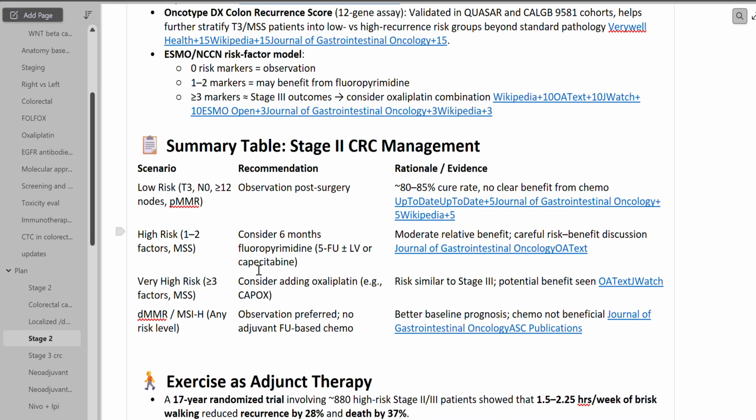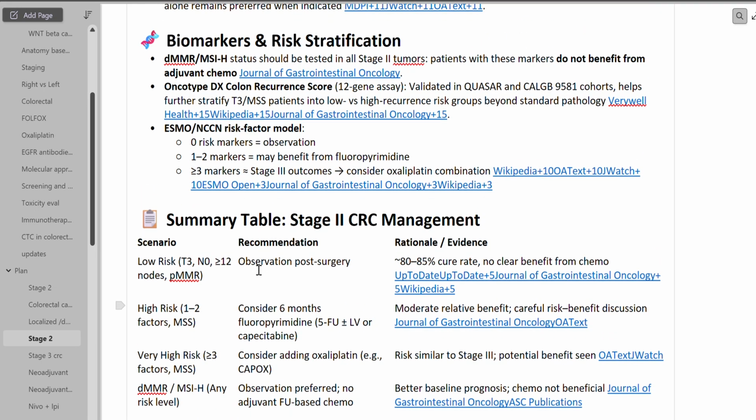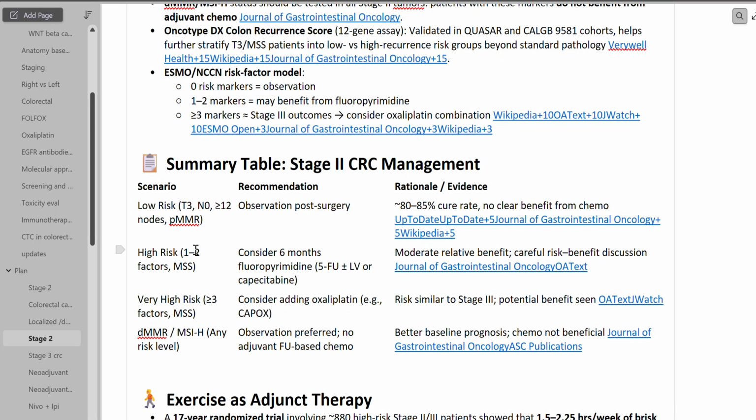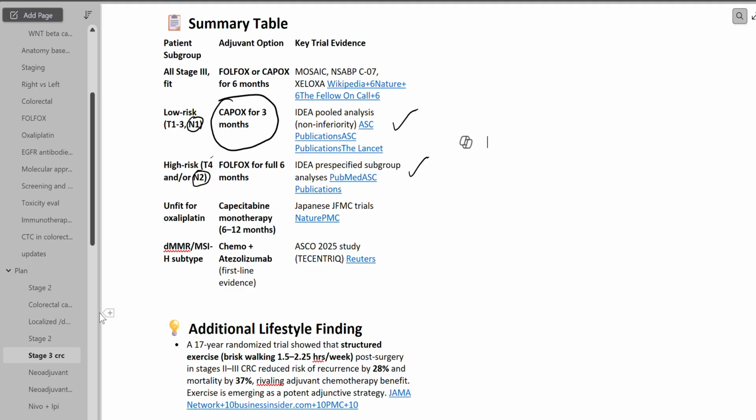Stage 1, obviously, we're not talking of any adjuvant treatment. So stage 2, we're talking of high risk and low risk. And stage 3, again, we're talking of high risk and low risk. In stage 2, when we're talking of high risk, we're talking of giving 6 months of capecitabine oral or 5-FU based therapy. In stage 3, if it is low risk, we're talking of CAPOX for 3 months.